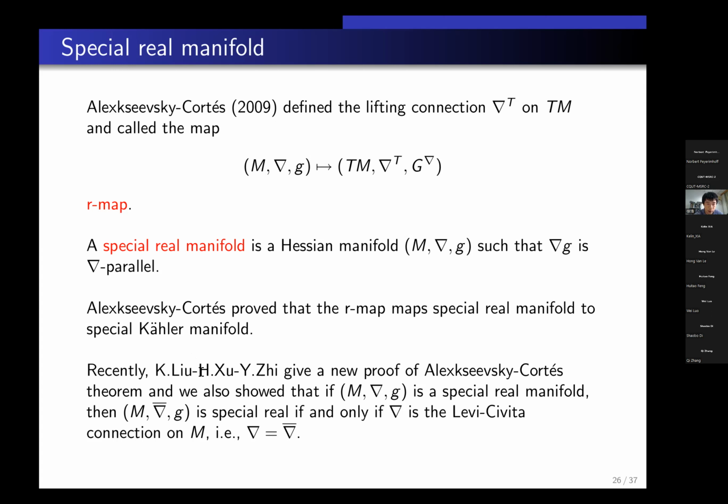So recently, with Kefeng Liu and Yanhui, we gave a new proof of the Alekseevsky-Cortes theorem, and we also show that if M nabla G is special real, then the dual connection is special real if and only if nabla is Alekseevsky, right? So this is very restrictive. In general, this dual is never special real. The only case is that nabla is equal to nabla bar.